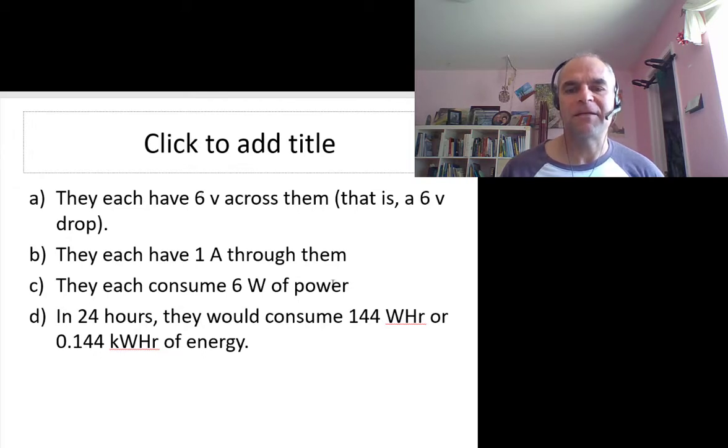And we could then calculate the power consumed by each resistor. You take 6 volts, multiply it times 1 amp, and you get 6 watts. Multiply the 6 watts times 24 hours. That gives you the number in watt hours, 144 watt hours. Yes, you could do it in joules, but you'd get a much bigger number. Or you could say it's 0.144 kilowatt hours, by dividing this by 1,000, which gives you the units for kilowatt hours.